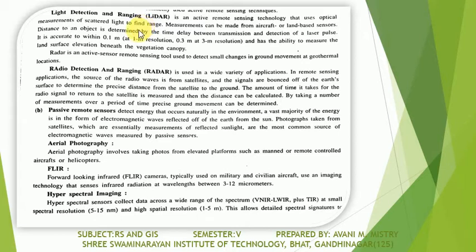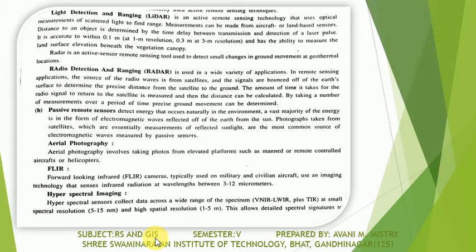Distance to an object is determined by the time delay between the transmission and detection of the laser pulses. It is accurate to within 0.1 meter and has the ability to measure the land surface elevation beneath the vegetation canopy. Then radar is an active sensor remote sensing tool used to detect small changes in the ground movement at the geothermal location. Okay. Then radio detection and ranging is used in a wide variety of applications.